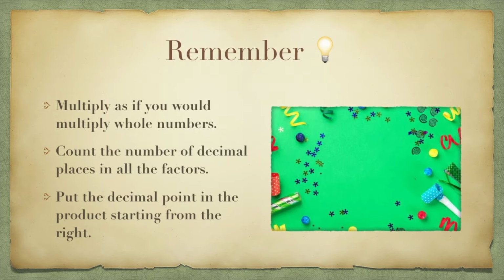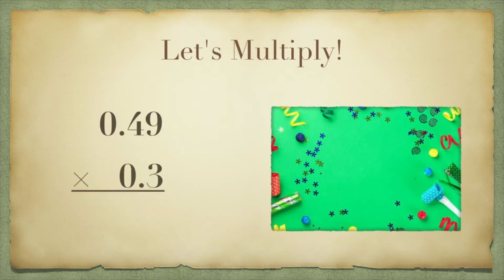So let's multiply 49 hundredths times 3 tenths. So how should we multiply this one? Notice that the arrangement of the digits is the same as with whole numbers, or as if we are multiplying whole numbers. The only difference is we put the decimal point and the 0 before the decimal point.